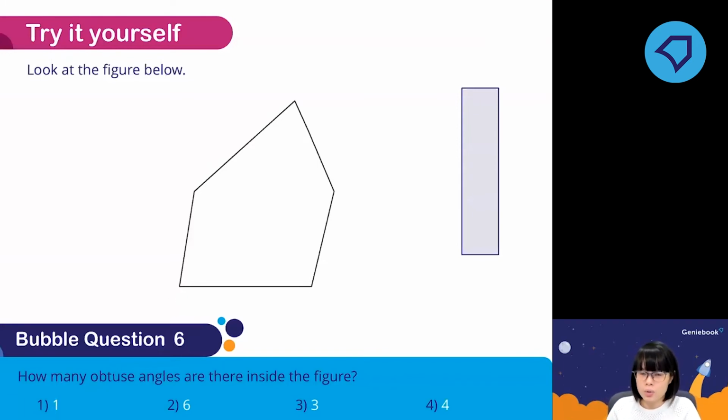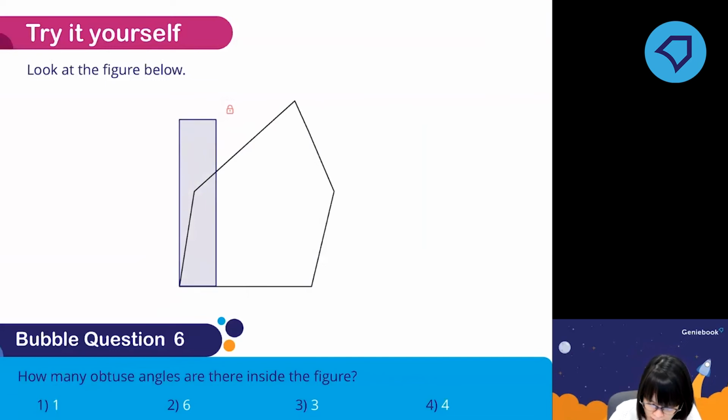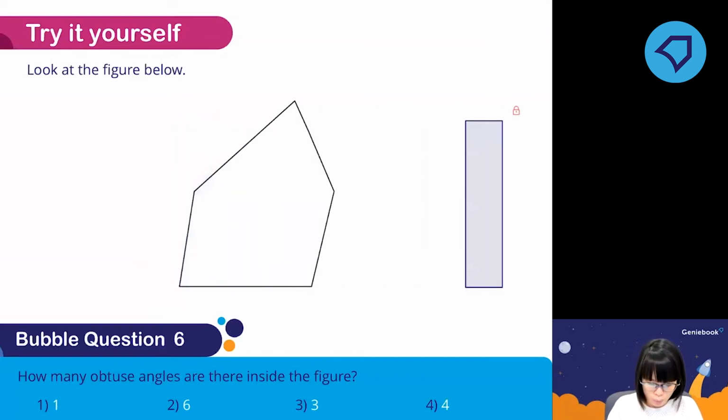No, right? Because if I'm going to bring this one in, you notice that this line is actually entering inside the ruler. Means it's an acute angle. It is smaller than 90 degrees. It is not an obtuse angle. So this is no.